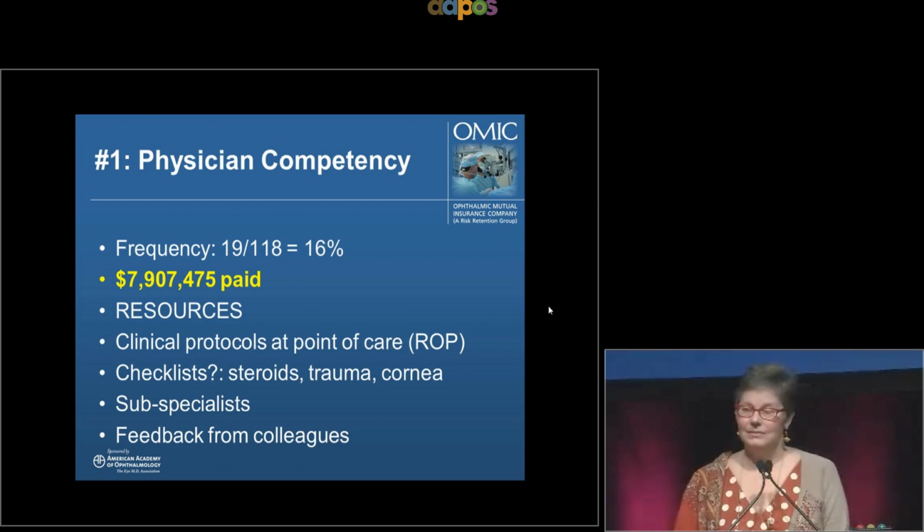Sadly, number one, physician competency. Sadly. This was a surprise to me. I did not expect this. 16% of the cases, almost $8 million.